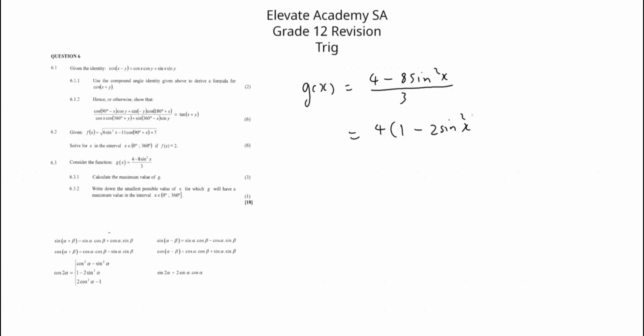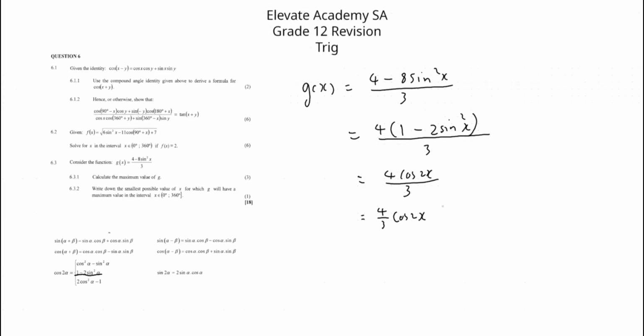And automatically we can see that this looks exactly the same as this in our formula sheet: cos 2 alpha is equal to 1 minus 2 sine squared alpha. Here we have x, so we can change that now into 4 cos 2x over 3. And this is something that we can recognize, because we can rewrite that as 4 over 3 cos 2x.